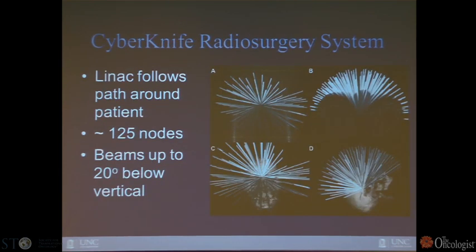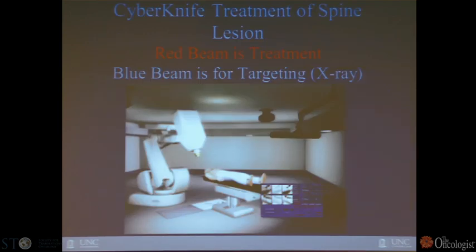The CyberKnife radiosurgery system that we have at UNC is a linear accelerator that's mounted on a robotic head that can go over multiple paths. Each one of these is a beam coming in focused on an area in the brain, such that any entrance area gets very low dose, but everything else converges right on the tumor to deliver very high dose to this localized tumor mass.